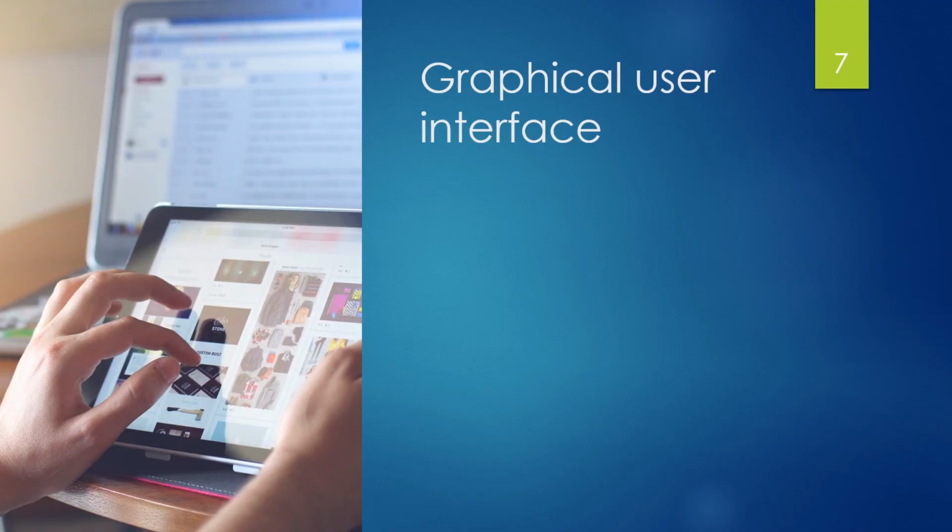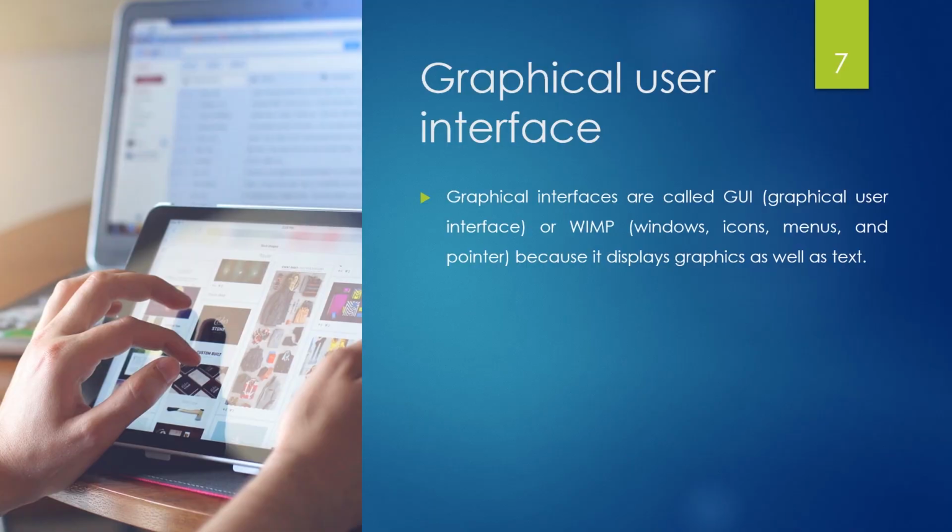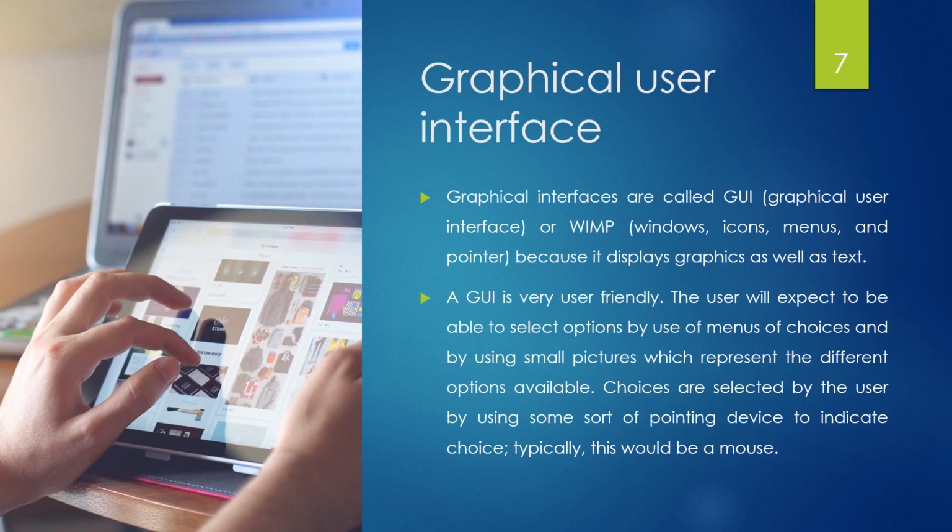The first type of interface that we are going to see is the graphical user interface. Graphical interfaces are called GUI, that is Graphical User Interface, or WIMP, Windows Icon, Menus and Pointer, because it displays graphics as well as text. A GUI is very user-friendly. The user will expect to be able to select options by use of menus of choices and by using small pictures which represent the different options available. Choices are selected by the user by using some sort of pointing device to indicate choice. Typically, this would be a mouse.